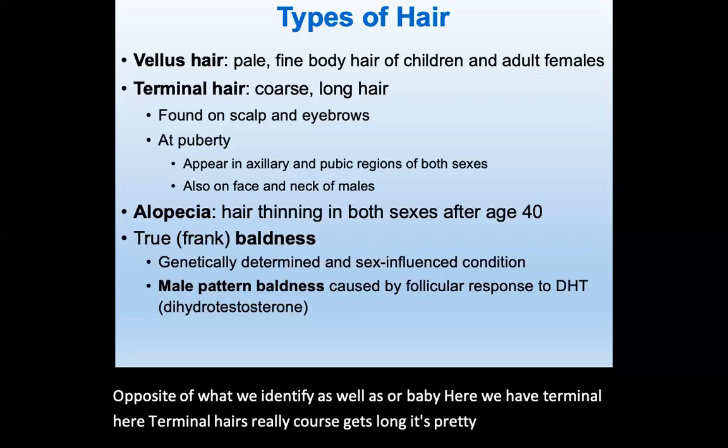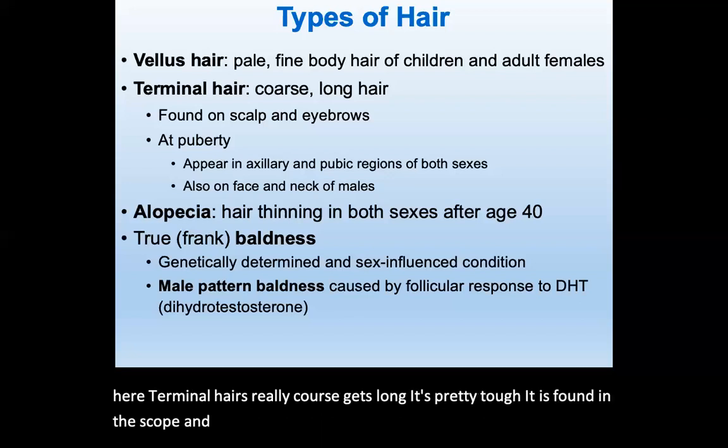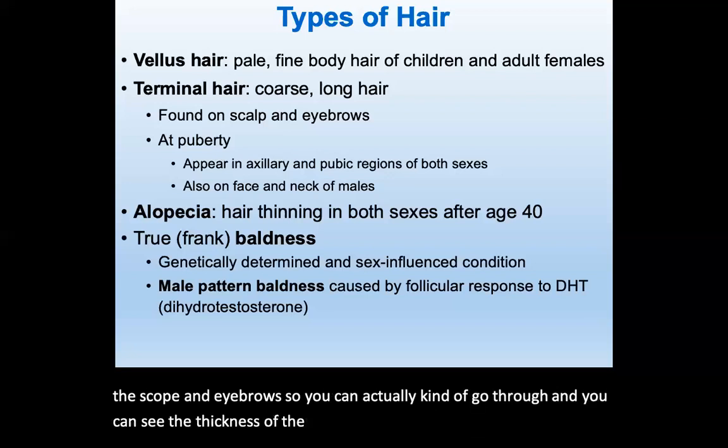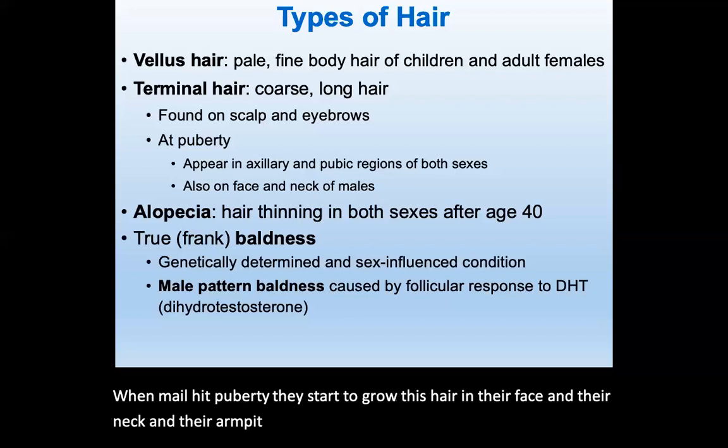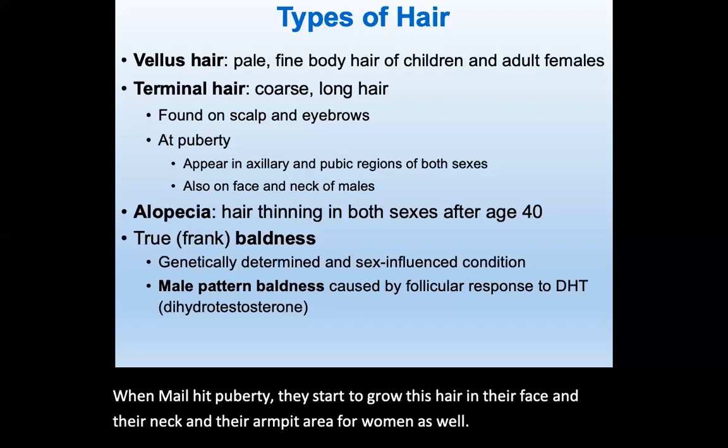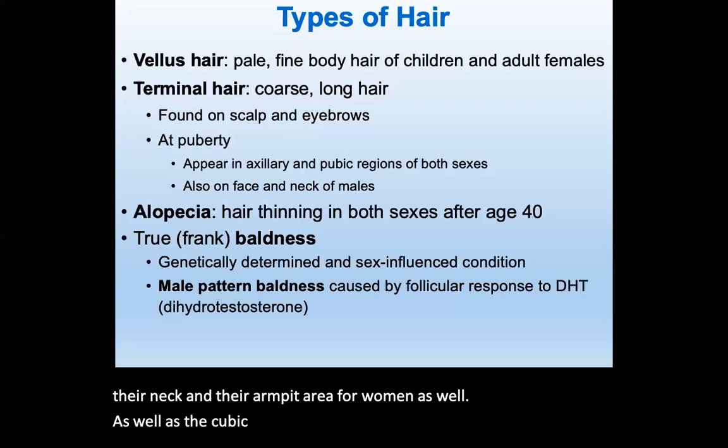It is found in the scalp and eyebrows, so you can see the thickness of the hair. When males hit puberty, they start to grow this hair on their face and neck and in the armpit area, for women as well, as well as the pubic region for both sexes.